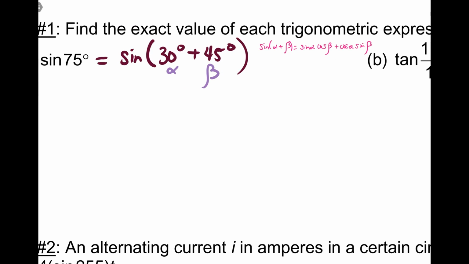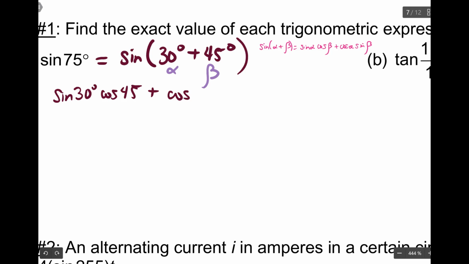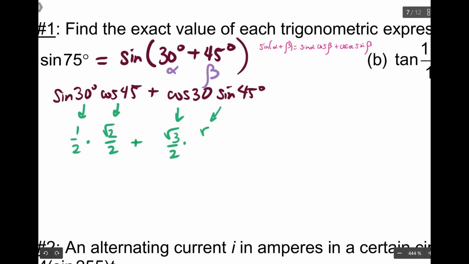Every time I see an alpha, I'm going to plug in 30. Every time I see beta, I'm going to plug in 45. So I have sine 30 cosine 45 plus cosine 30 sine 45 degrees. I know sine of 30 degrees is 1/2 multiplied by cosine 45, square root 2 over 2, plus cosine 30, square root 3 over 2, times sine of 45, square root 2 over 2.